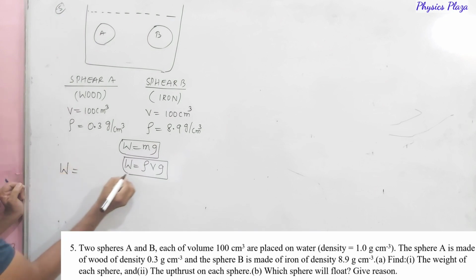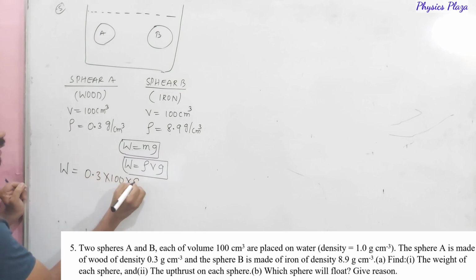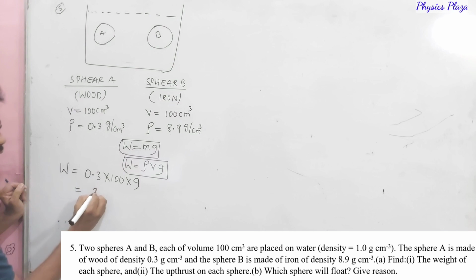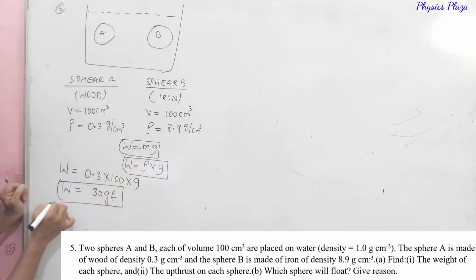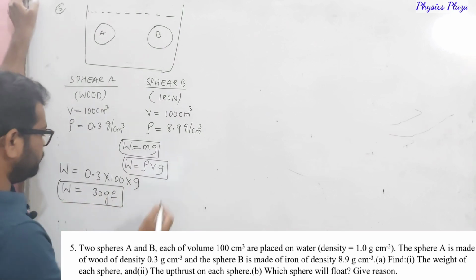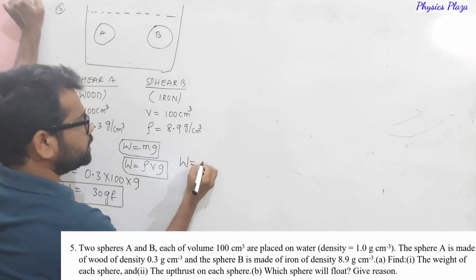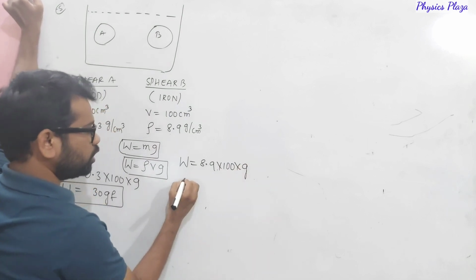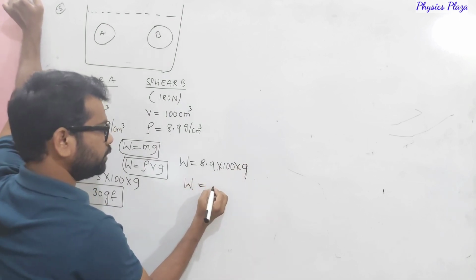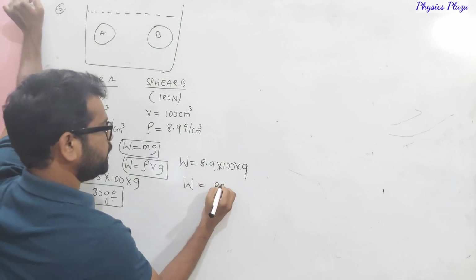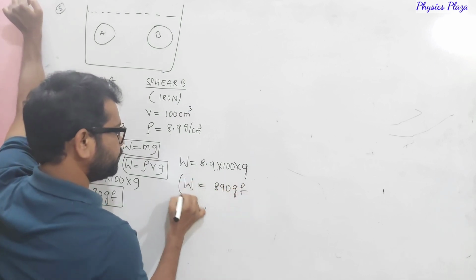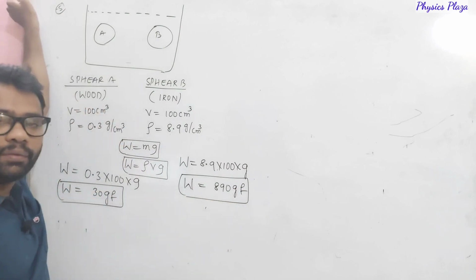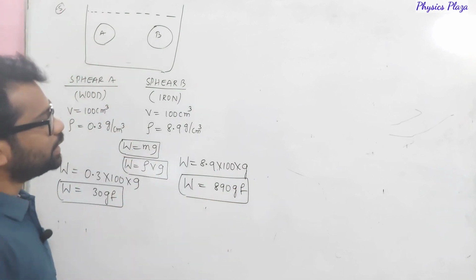W is equal to, so density is equal to 0.3, volume is 100, into g. So if you can see this one, it's 30 gram force. 30 gram force is the weight of the sphere made up of wood. Whereas coming to this one, W is equal to density 8.9 into 100 into g. This is going to be 890 gram force. This is the weight of the sphere made up of iron.